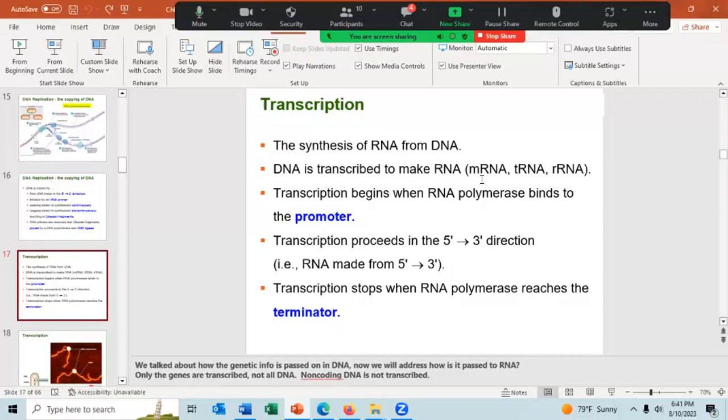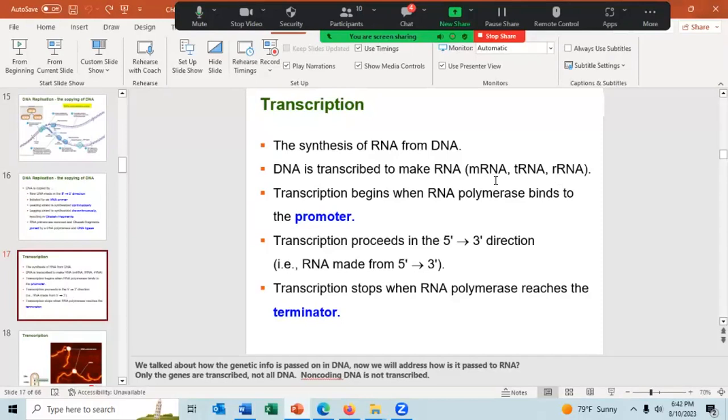And what's the difference between messenger RNA, tRNA, and rRNA? Are there any differences in nucleotides? That's either a yes or no question. You have a 50-50 shot at it, even if you're just guessing. And you should know this one, by the way. Are there any differences in the nucleotides of messenger RNA, transfer RNA, or ribosomal RNA? No. Yeah, they're the same nucleotides.